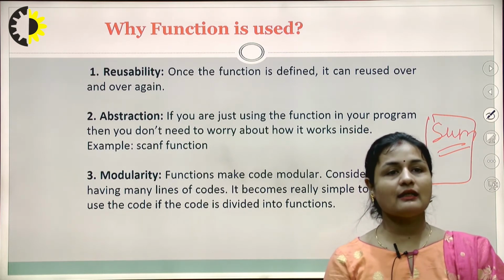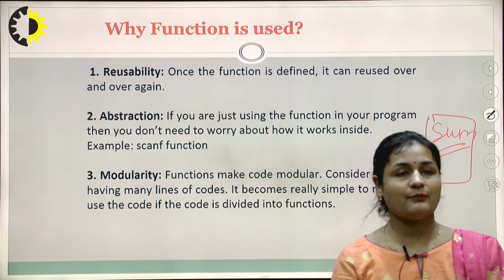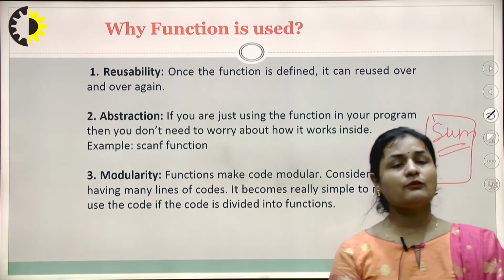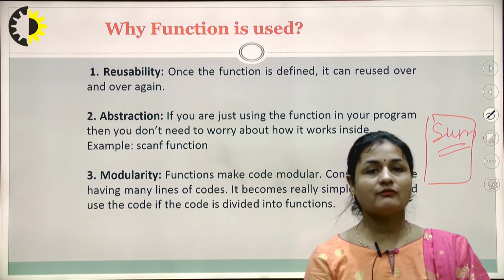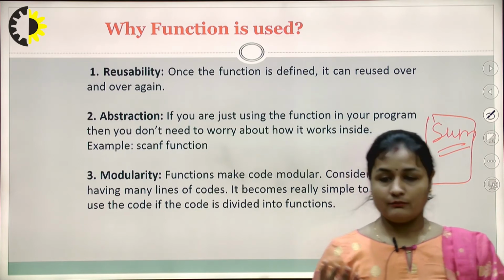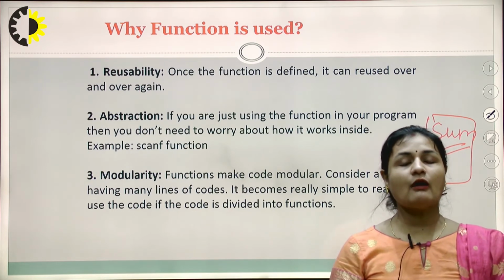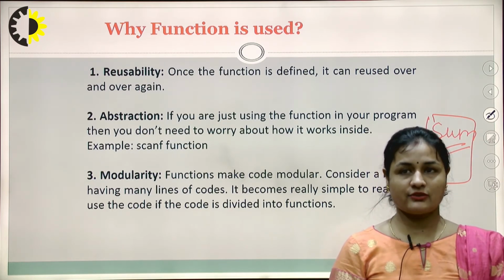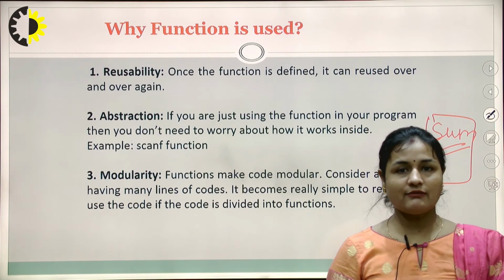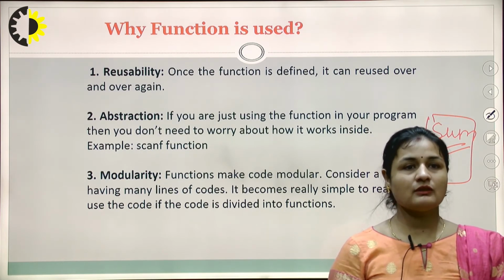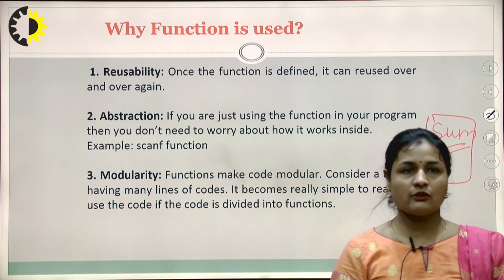Then the second reason behind using a function is abstraction. If you are just using the function in your program, then you don't need to worry about how it works inside. Means the functionality of a function is hidden. We don't know how it works. For example, the scanf function. It is a library defined function and we don't know how it works internally. So this is known as the abstraction property of a function.